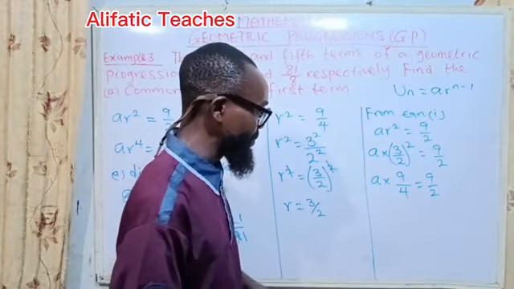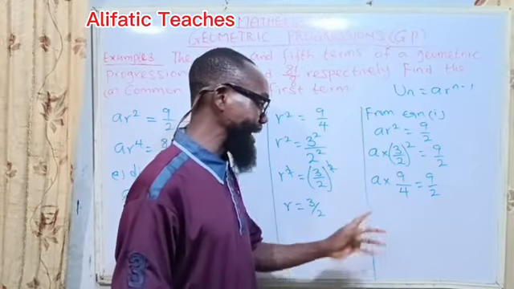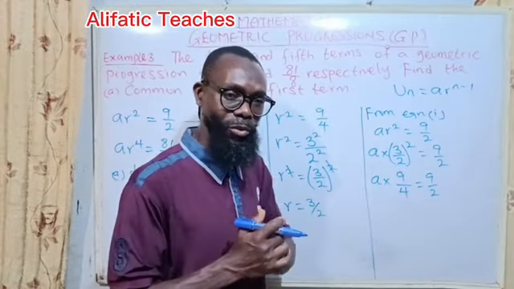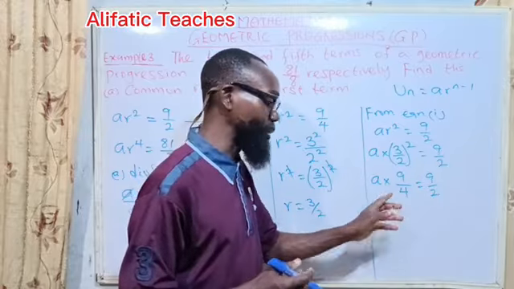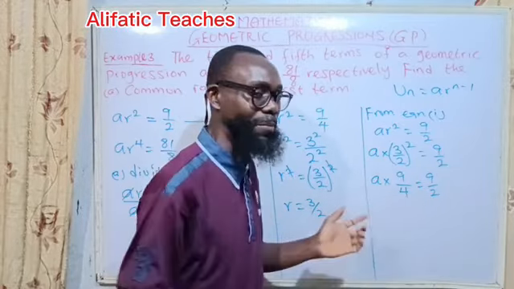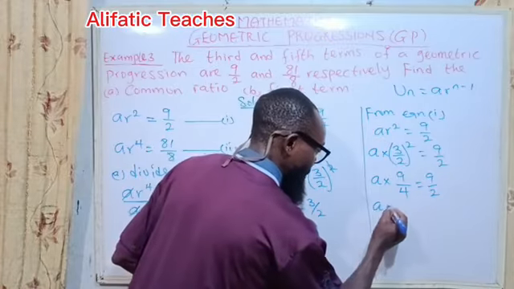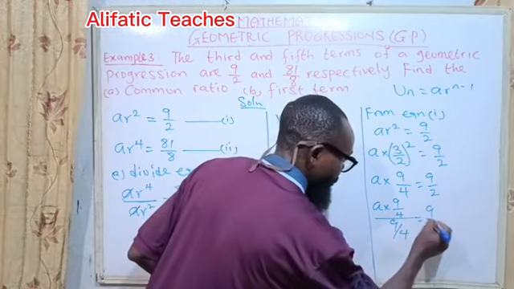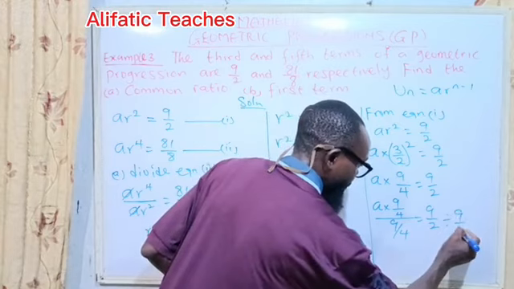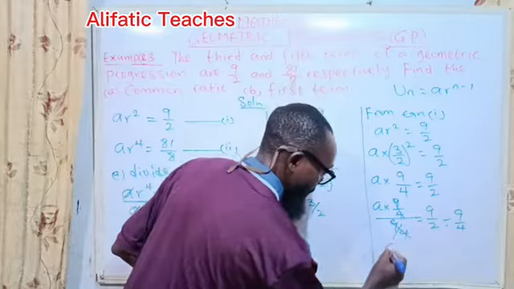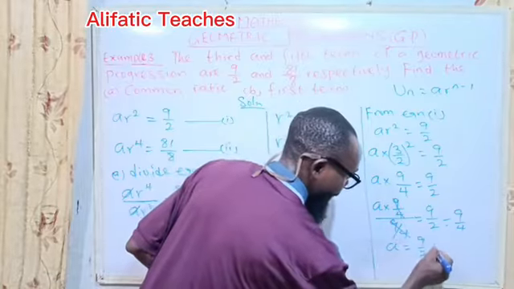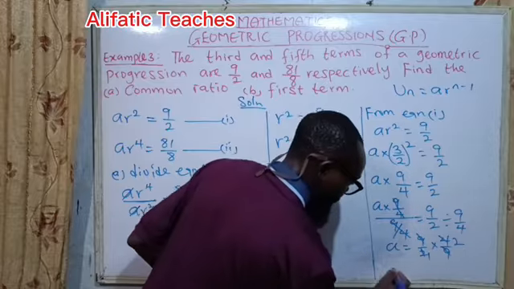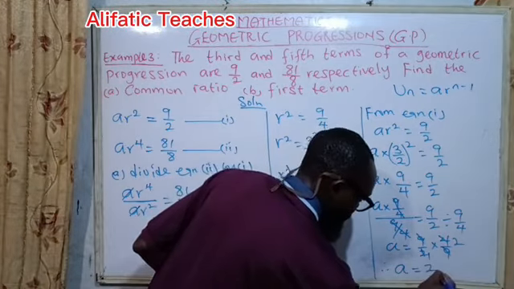Don't forget, if you look at this now, I need my A. I want to get rid of this 9 over 4 to remove it. How can I take it away? It's by looking for the opposite of multiplication, which is what? Division. I have to divide both sides by 9 over 4. A multiplied by 9 over 4 divided by 9 over 4 is equal to 9 over 2 divided by 9 over 4. This cancels this. My A equals 9 over 2 times 4 over 9. 9 cancels 9. 2 here 1, 4 divided by 2 gives 2. Therefore, my A equals 2.